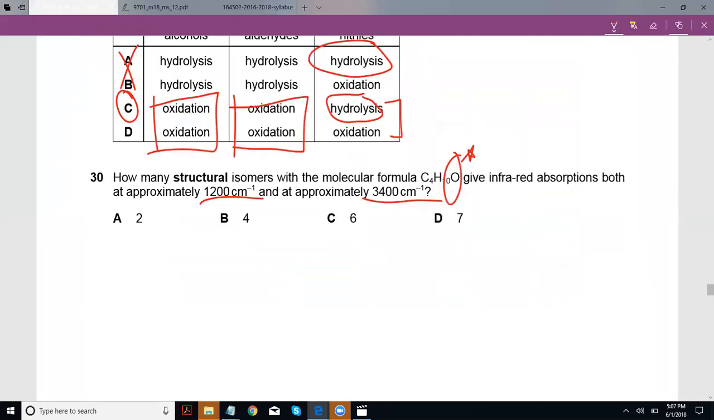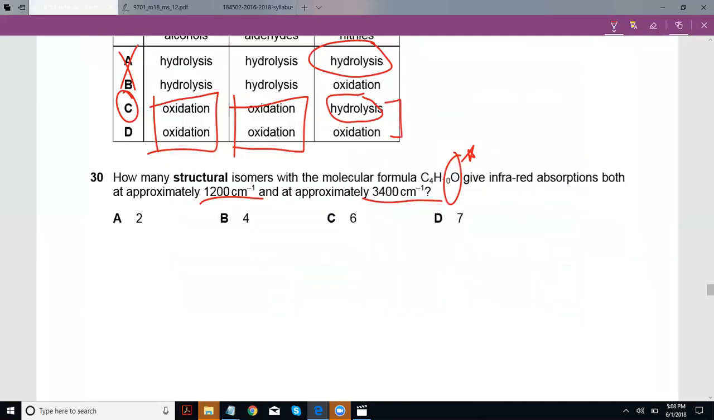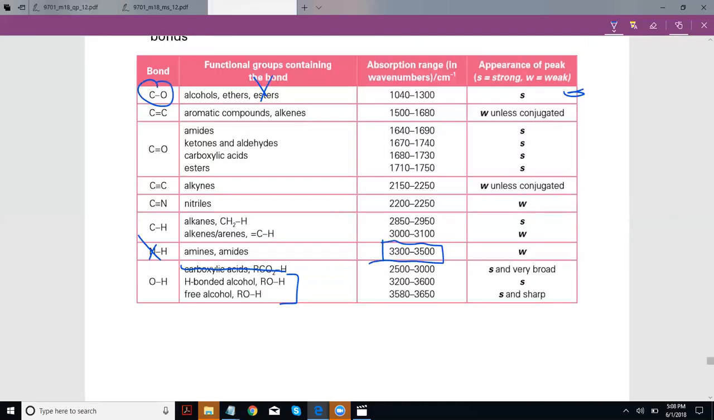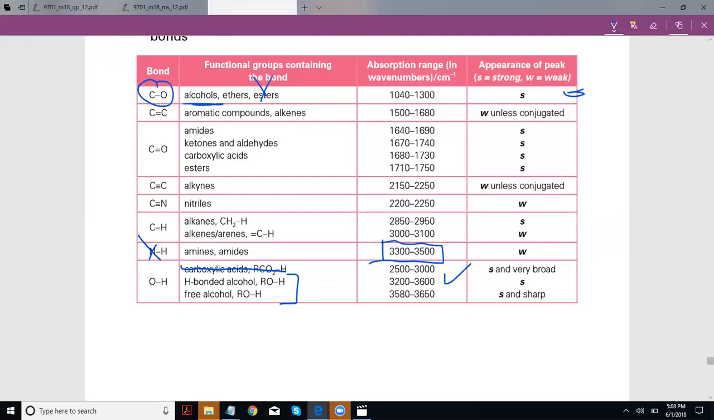Anyhow, what we're looking for is an alcohol basically. I don't think it can be an ether, because if it's an alcohol, then it would give a peak at 1200, and it would give a peak at 3400 as well. If it was just an ether, it would not give both peaks. It would just give a peak at 1200, not at 3400. So I don't think it can be an ether. It can't be esters or carboxylic either because they need two oxygens.